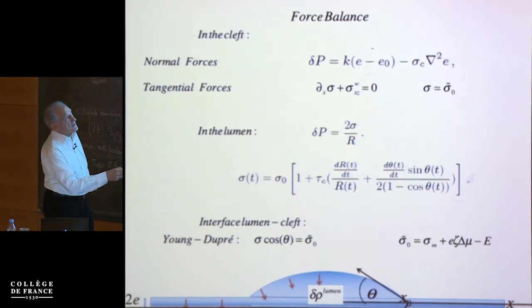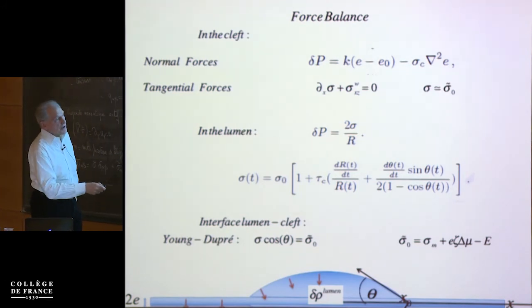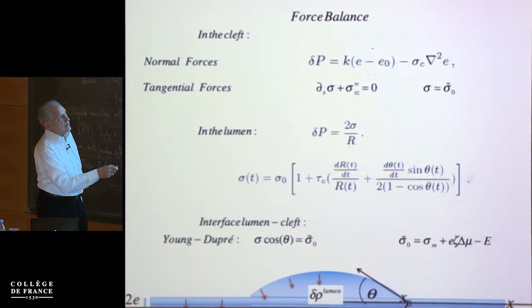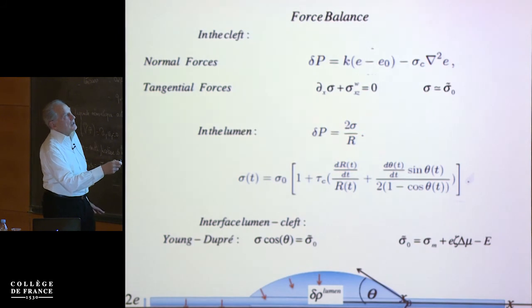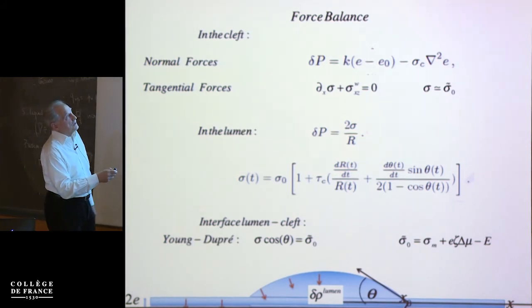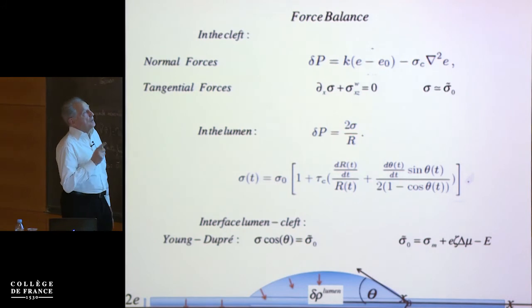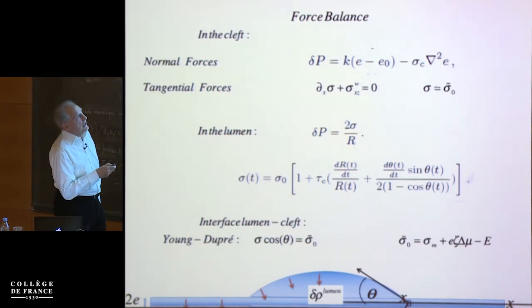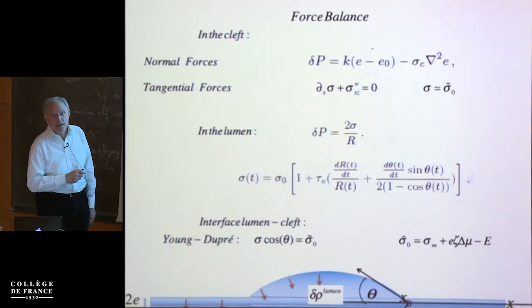Here, you must satisfy the Laplace equation. So the pressure is controlled entirely by the size, or by the radius of curvature, of the lumen. And you cannot cheat about that. But there is an important point, which is that the tension now is a dynamical tension.